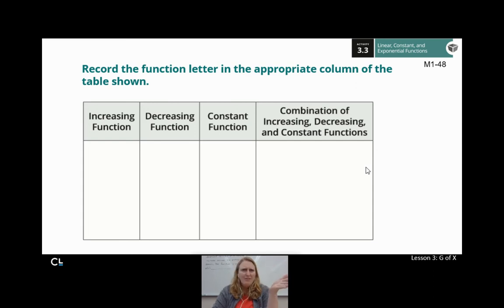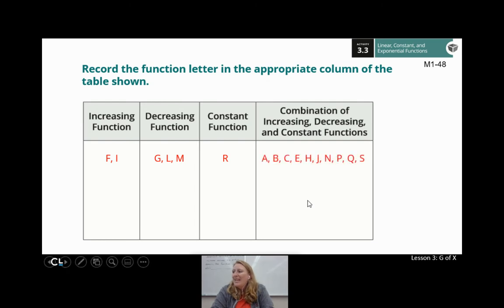Sorry, I don't have my graphs in front of me. You have your graphs in front of you though, right? I hope so. My increasing functions, graphs F and I. My decreasing functions, graphs G, L, and M, were always decreasing. My constant function, my flatliner, I did have one function, function R. It was only one. And there were a whole bunch that were combinations of increasing, decreasing, and constant. They did more than one of these things. So graphs A, B, C, E, H, J, N, P, Q, S. All of those graphs were combination.